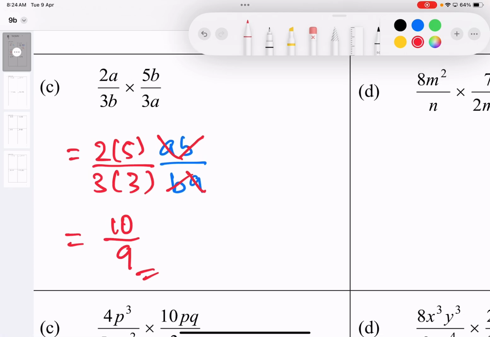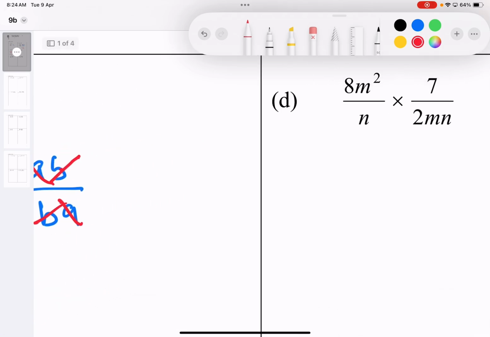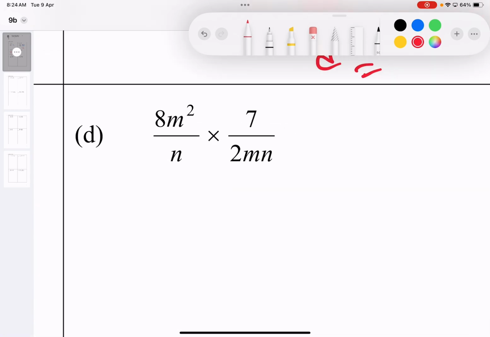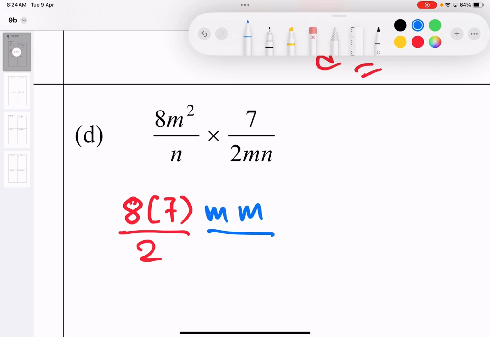Let's do another one. Let's look at part D. Okay, let's follow the same method. I have 8 times 7. Remember, I tackle all the numbers first: 8 times 7 divided by 2. Next, I put all the alphabets together. M square is M times M. At the bottom, I have N times N times M times N. So I put all the numbers together first, then I put all the alphabets together.